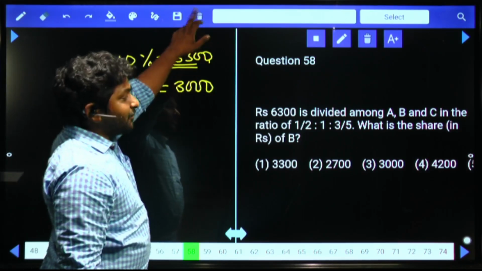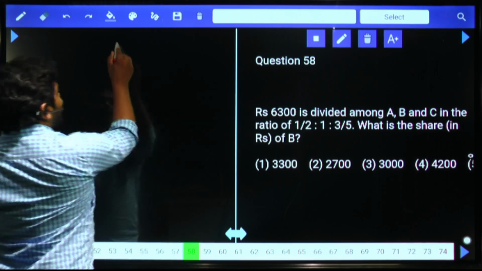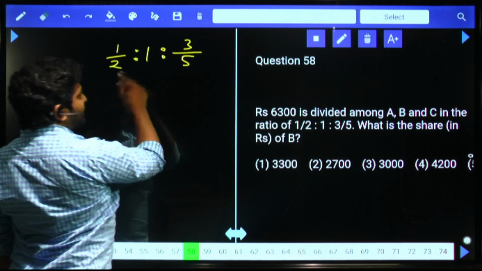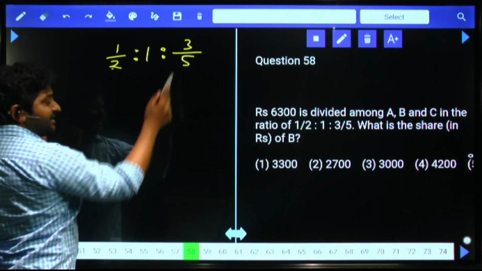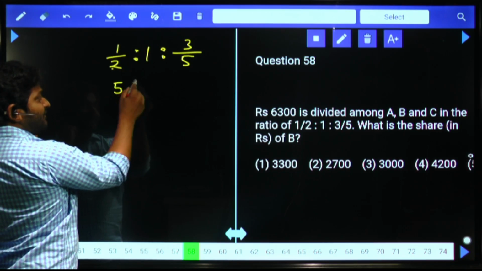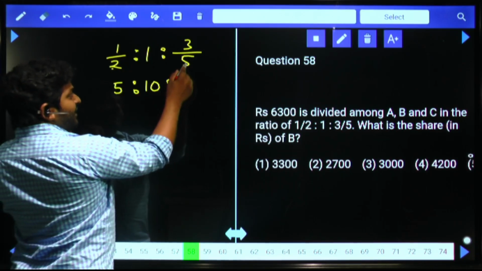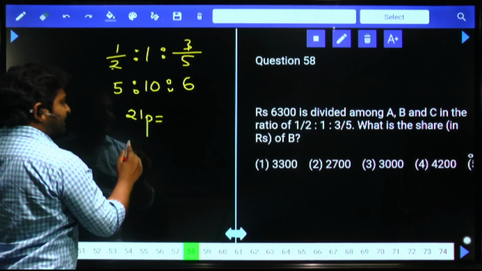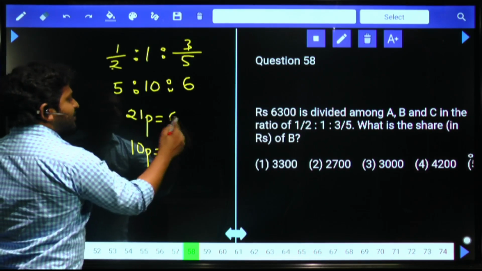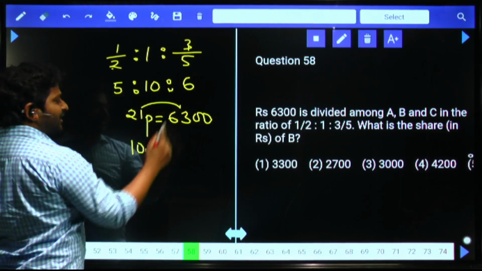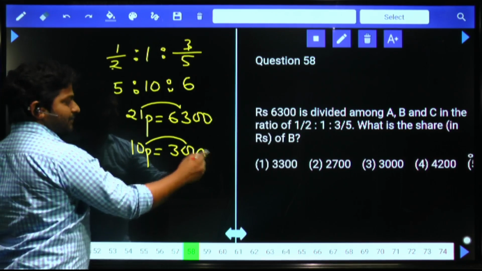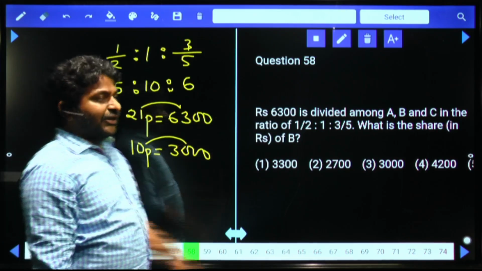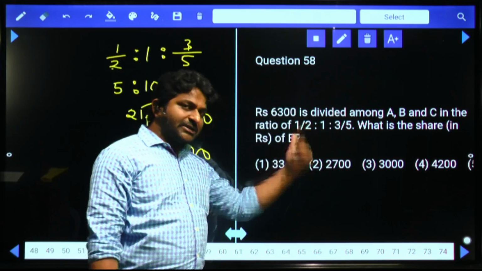The method we used earlier was, as values are given in fractions, we multiplied every fraction with the LCM of denominators. Multiplying with the LCM 10, here 5, here 10, 5 2 times, 2 into 3 is 6. In total we have 21 parts and B's value is 10 parts. 21 parts is total, that is 6300. 21 times 300, 10 times 300 is 3000. Earlier we converted the fraction into a number, an integer. But here what we are doing is converting into percentage. That's the difference.